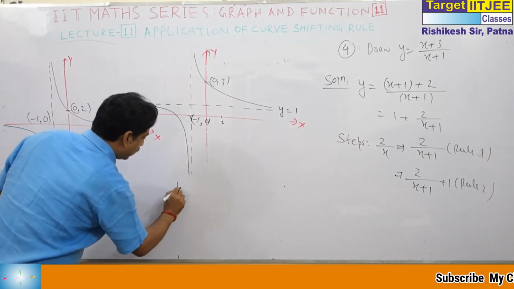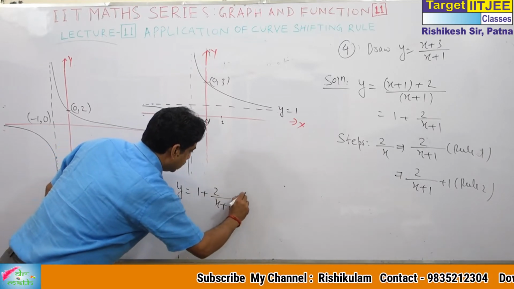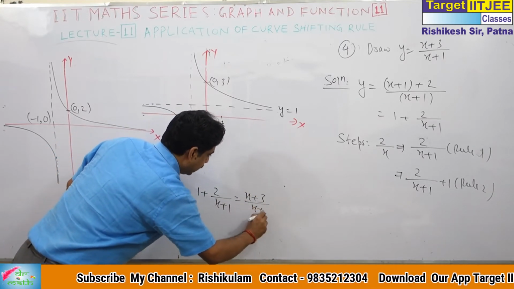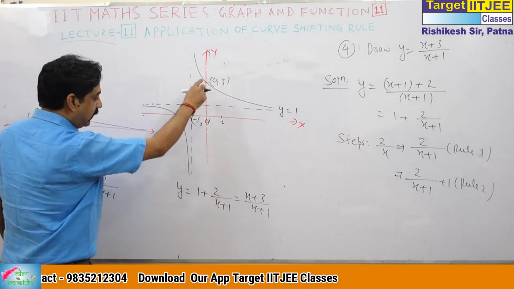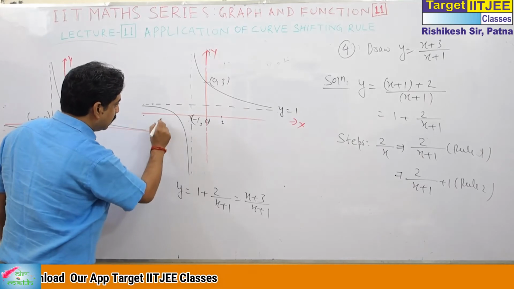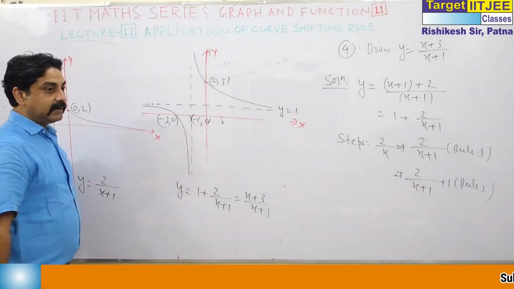This is the graph of what? y = 1 + 2/(x+1), which means (x+3)/(x+1). You can see that at x = 0, y = 3, and at y = 0, x = -3. So this point is what? This point is (-3, 0). So this is the graph.